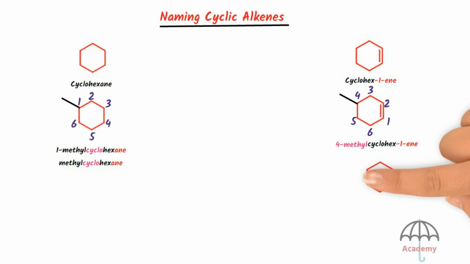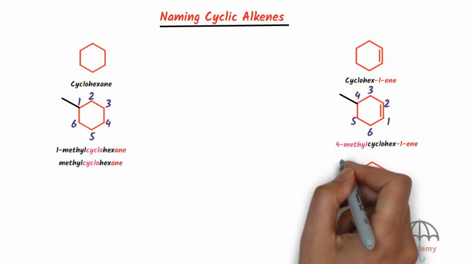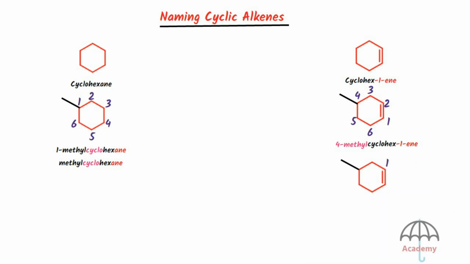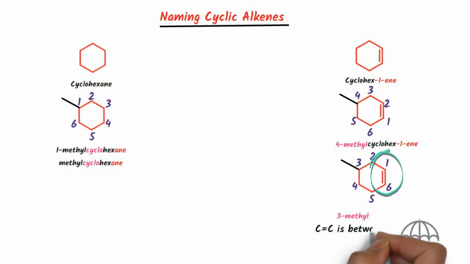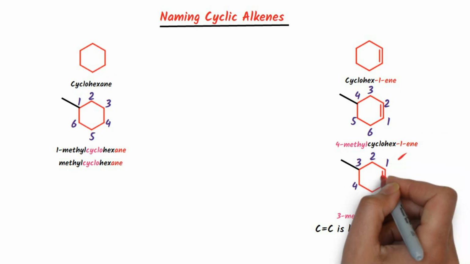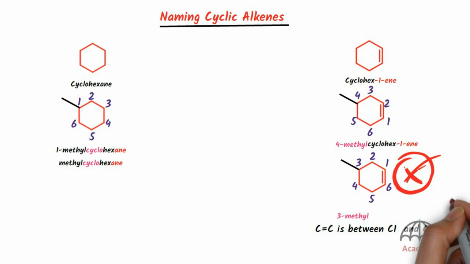Notice that if we start the numbering from the double bonded carbon like this, the methyl gets number 3, rather than 4 as in previous numbering, but the problem is, now the carbon-carbon double bond is between C1 and C6. It should be between C1 and C2. So this type of numbering the molecule is wrong.